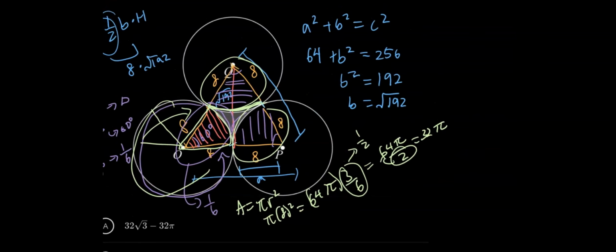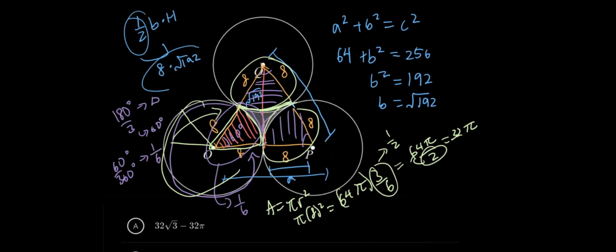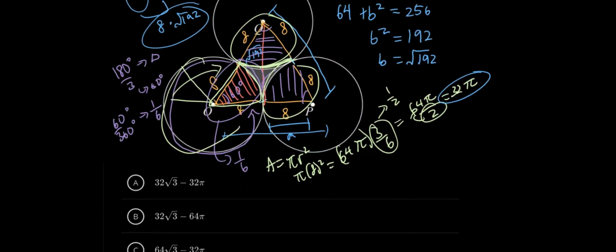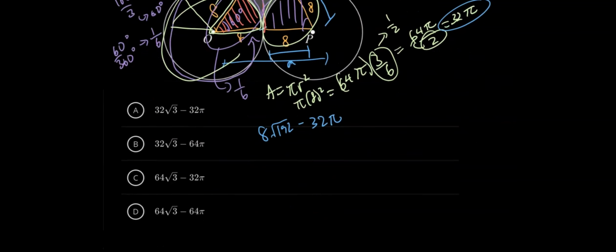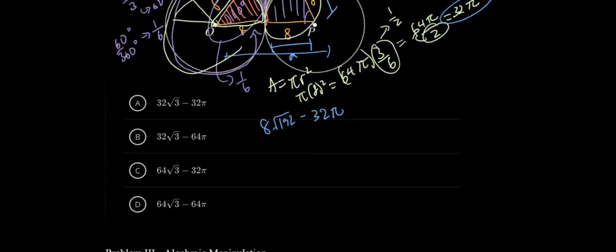So if we subtract that from our original triangle, we should have our answer. And we know that that original triangle was 8 times the square root of 192. So that means that our answer should be 8 square root 192 minus 32 pi. But we're not finished yet because that's not one of our answer choices.